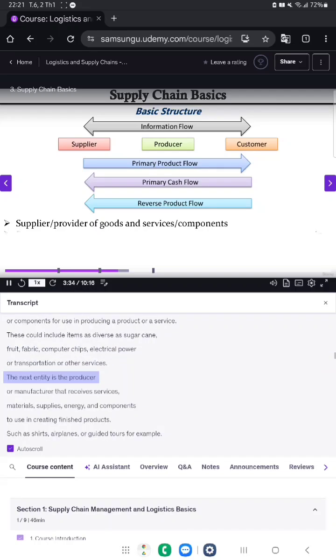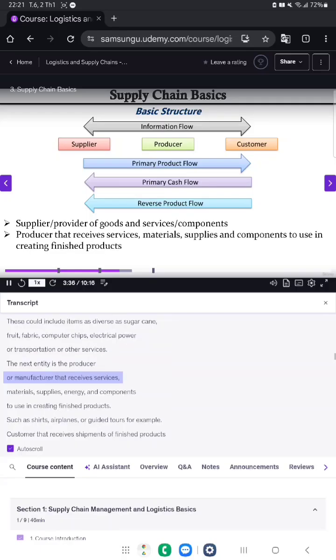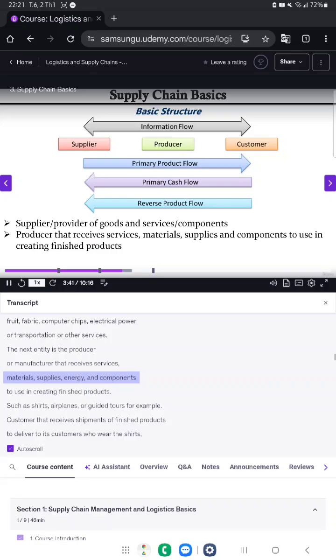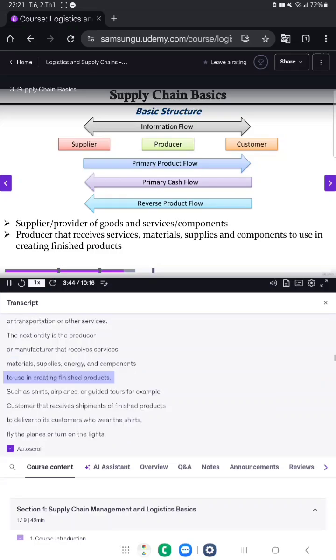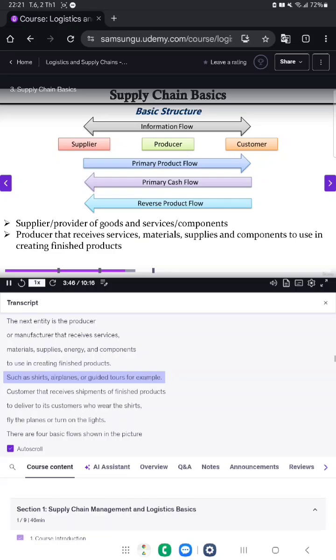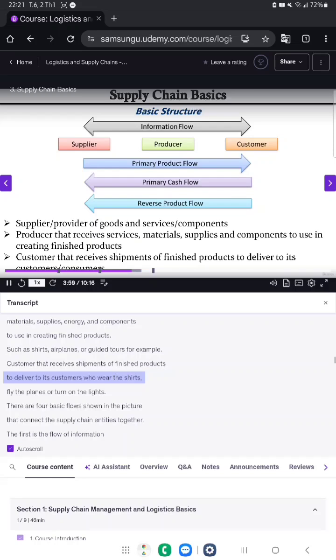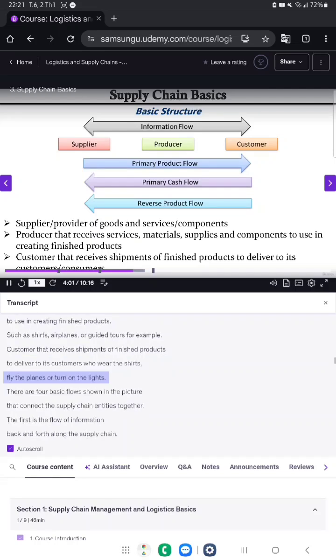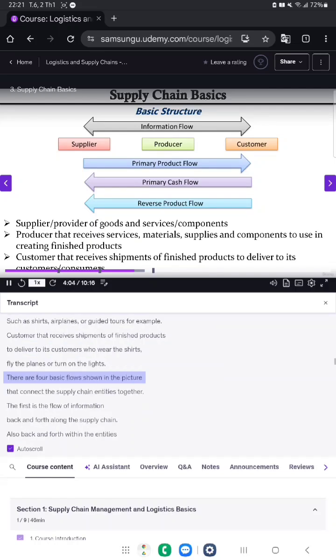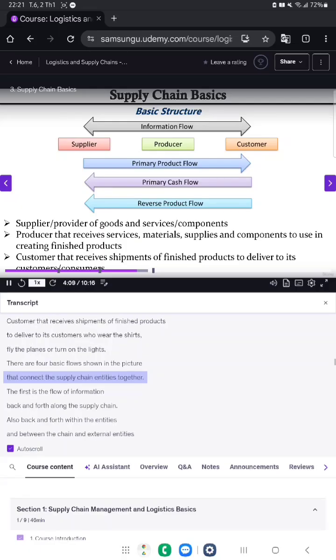The next entity is the producer or manufacturer that receives services, materials, supplies, energy, and components to use in creating finished products, such as shirts, airplanes, or guided tours, for example. The customer receives shipments of finished products to deliver to its customers who wear the shirts, fly the planes, or turn on the lights. There are four basic flows shown in the picture that connect the supply chain entities together.